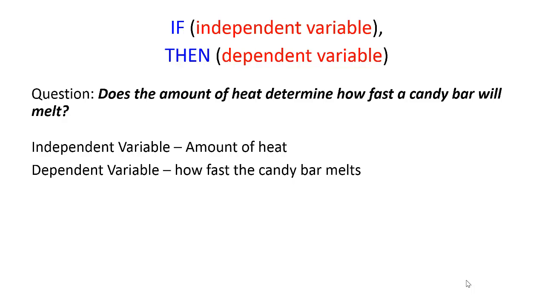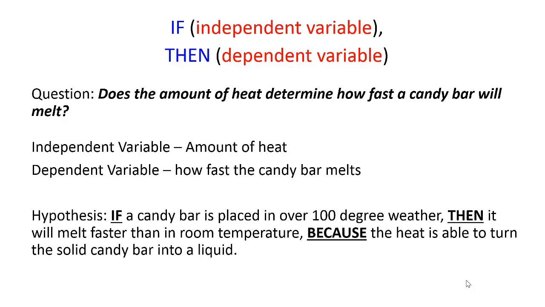Time's up. Let's take a look at a hypothesis that we could use for this question. If a candy bar is placed in over 100-degree weather, then it will melt faster than in room temperature because the heat is able to turn a solid candy bar into liquid.